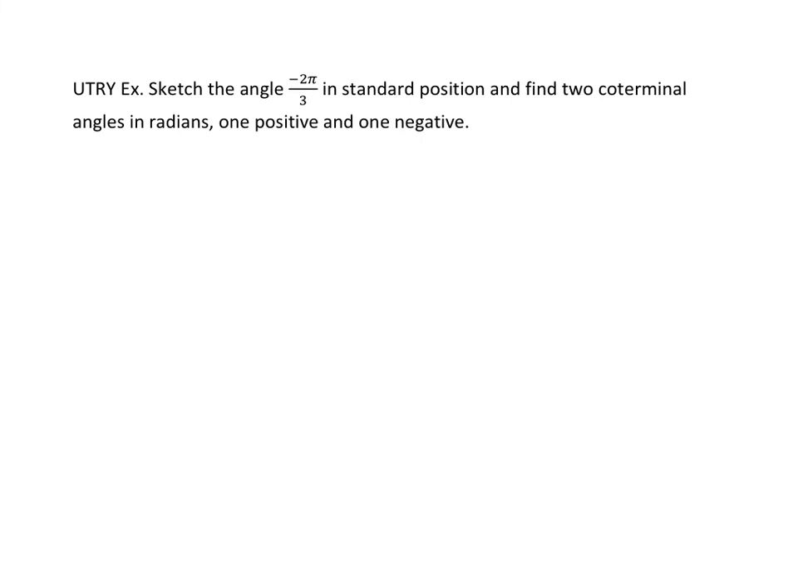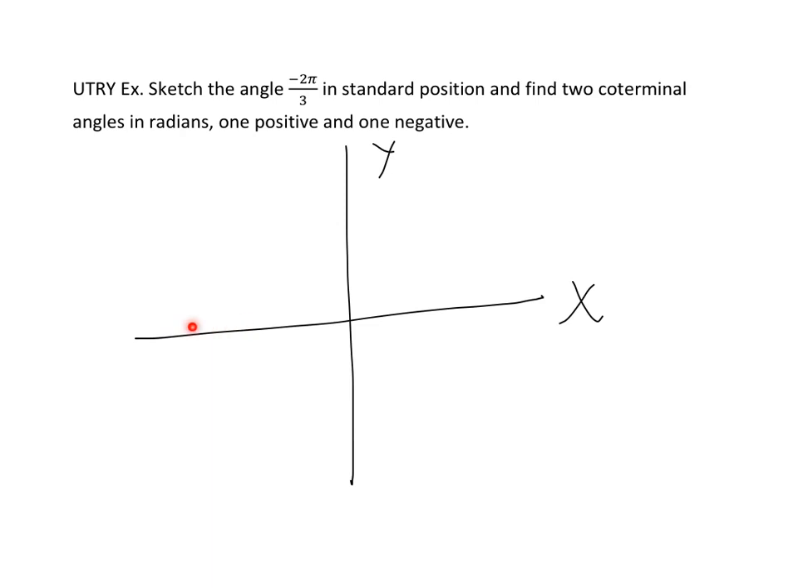Another you try it, so pause the video, try it yourself, turn the video back on to check. This one's a negative, x-axis, y-axis. I need to go 2/3 of the way to pi. Here's pi. 2/3 of the way is going to put me somewhere right here. What am I doing wrong? It's supposed to be negative. So I'm going this way 2/3 of the way. Would land it over here.